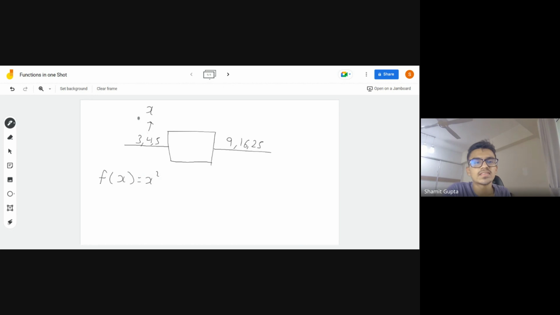Now, let's get more into the terminology. As I said, this input in maths is given a name called domain.